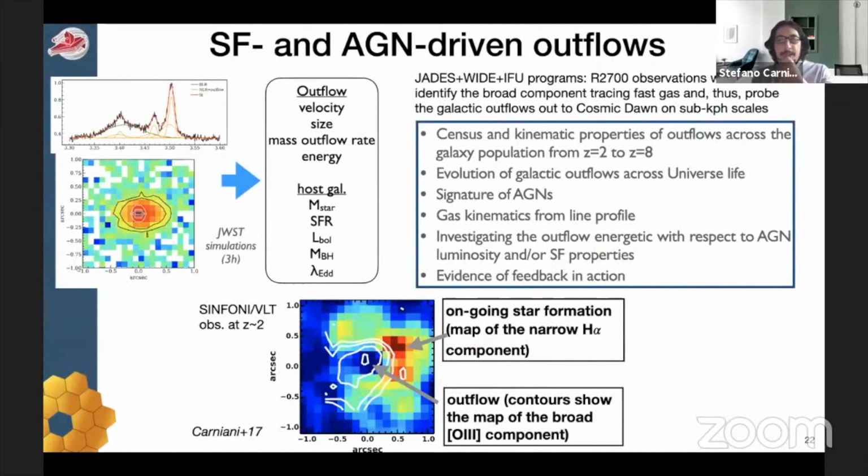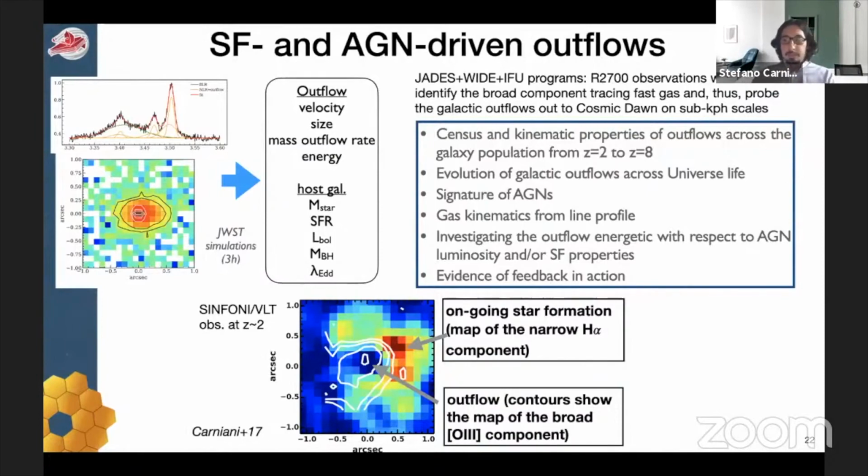Then, still about kinematics, the idea is to study the outflows. With the depth of our observations, we are able to see the broad components, both in star-forming and AGN galaxies, and to study also the presence of outflows in faint star-forming galaxies by using the stacking technique. It would be one of the big chances at very high redshift. And with the IFS, we can also see the first evidence of feedback, in which we expect to see the region of ongoing star formation anticorrelated with the outflow region.